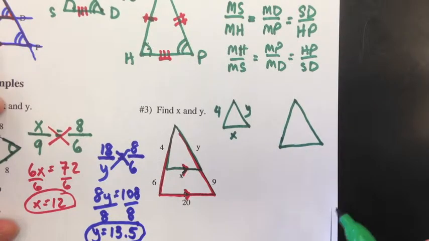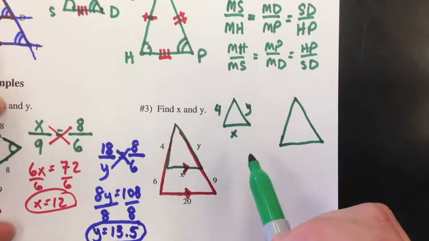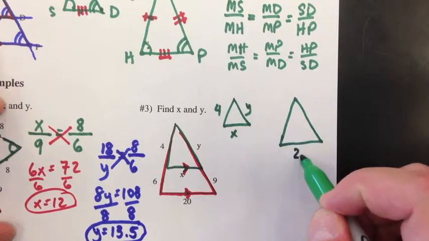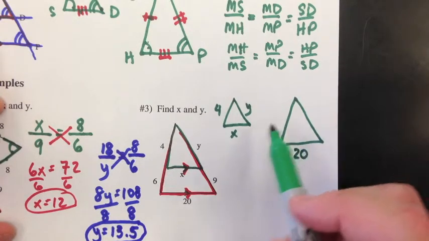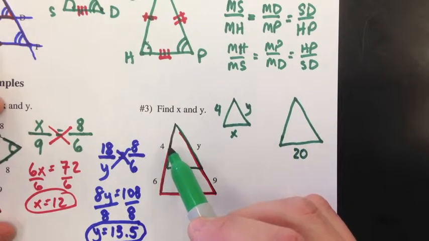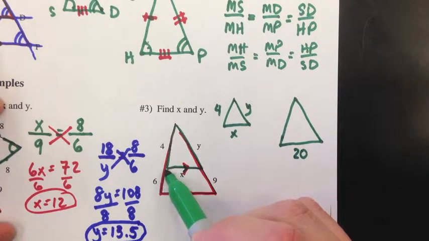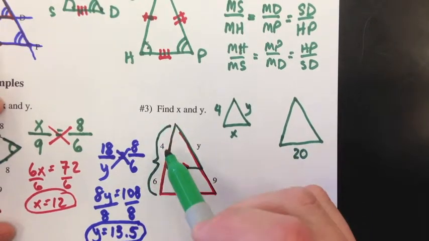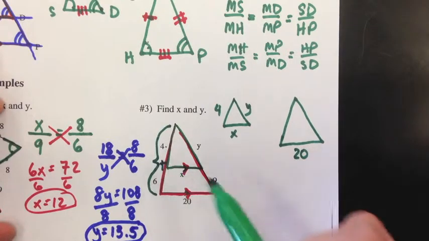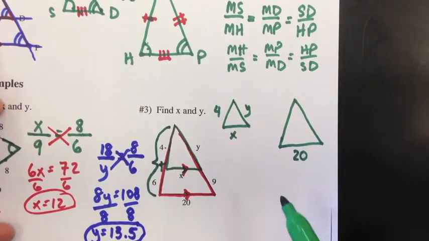Okay, pardon that announcement. So now for the bigger one here, the bottom is 20. Now the left side, this whole thing, we got 4 for the small one, and then this 6 here is a piece. This is not the side of the triangle. The side is this whole thing. What I'm going to do is add the pieces. 4 plus 6, which is 10.